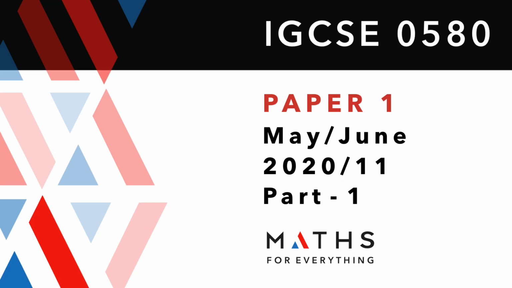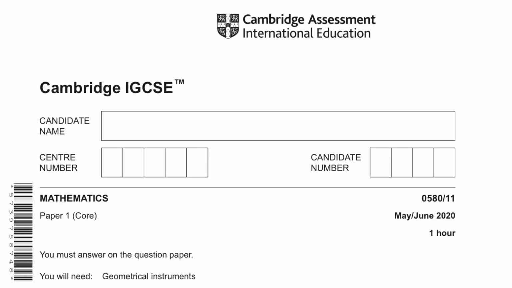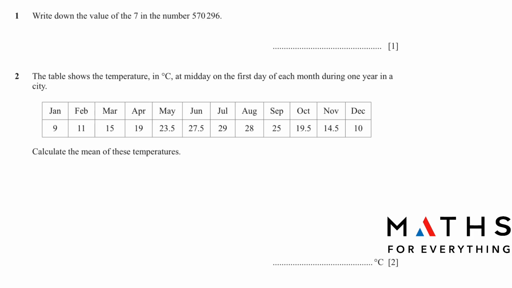Today we are going to solve May-June 2021. In this video we are going to solve Cambridge IGCSE Mathematics Paper 1 Core Variant 11 May-June 2020. Let's start. The first question.